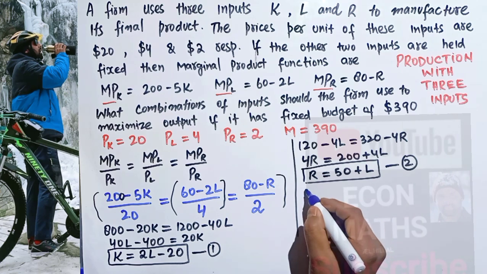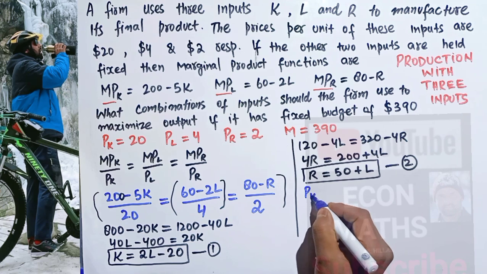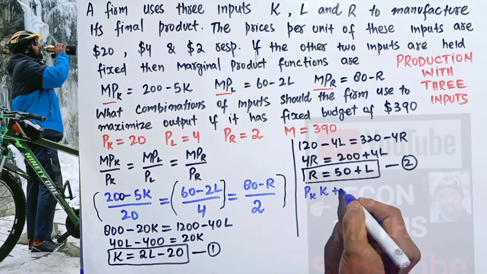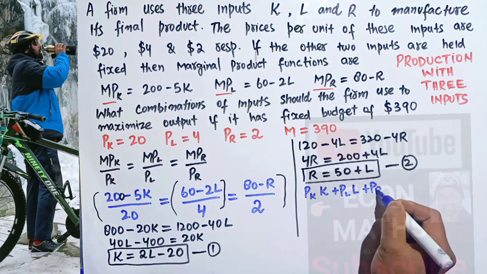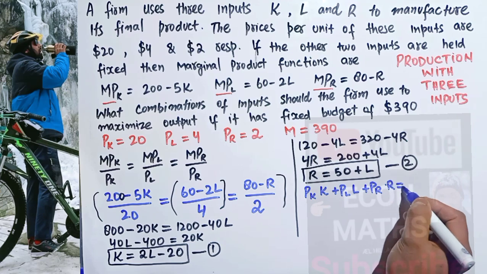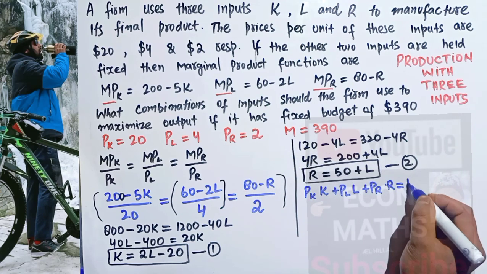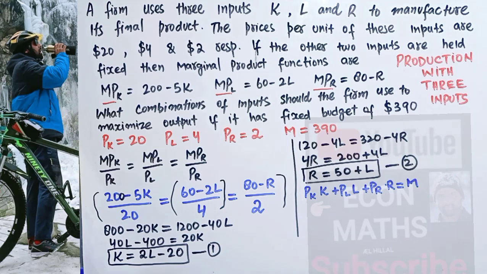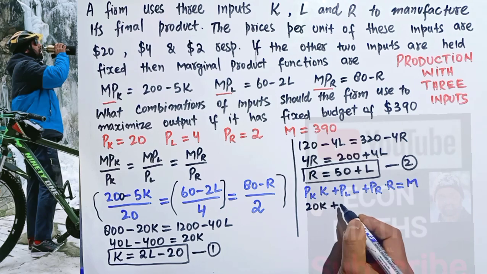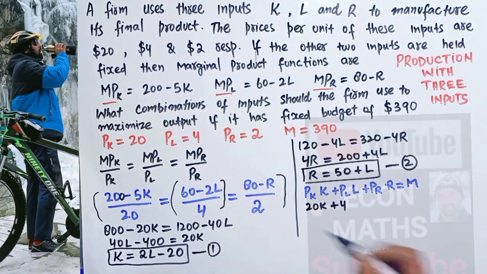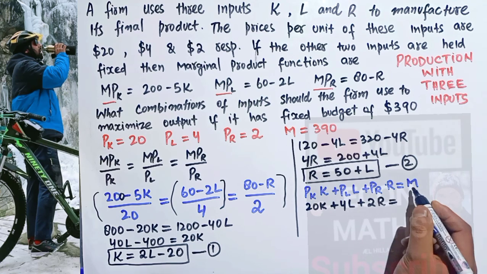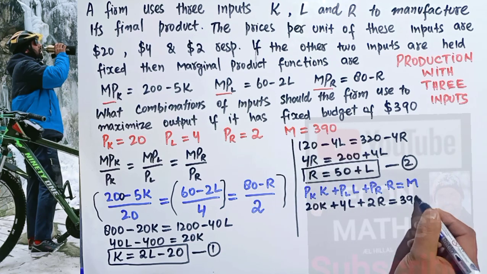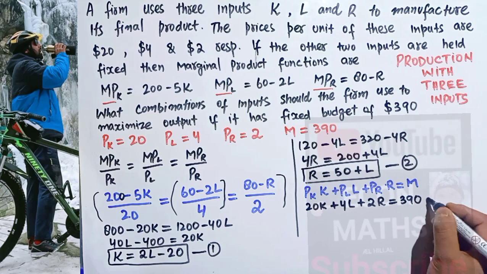Our budget constraint will be price of capital times units of capital plus price of labor times units of labor plus price of R, which is another input, times units of R, should be equal to our budget, that is M. So price of capital is being given to us as 20, so we have 20K plus 4L in place of price of labor, plus 2R should be equal to M, which is being given to us as 390. So let us say this is the third equation.